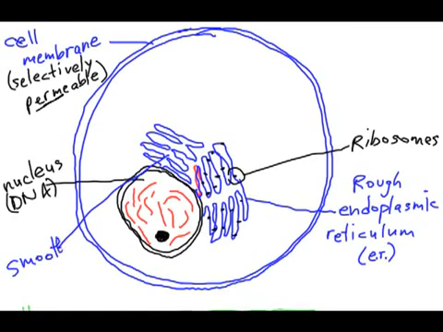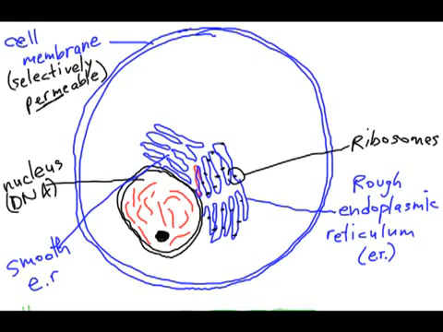Now, this smooth one here is also considered an endoplasmic reticulum, but this is the smooth endoplasmic reticulum. These are known for the production of fats and oils. They're smooth in nature because they do not contain these ribosomes.